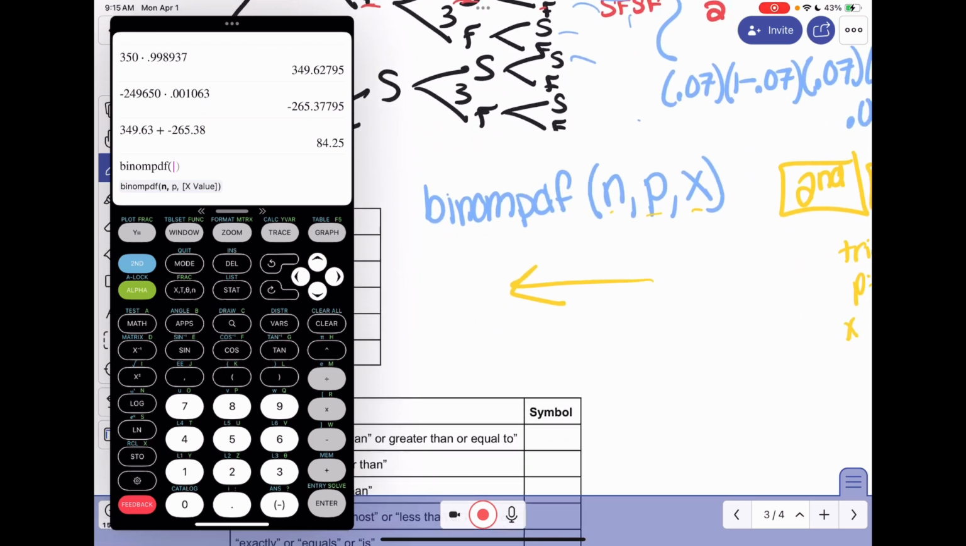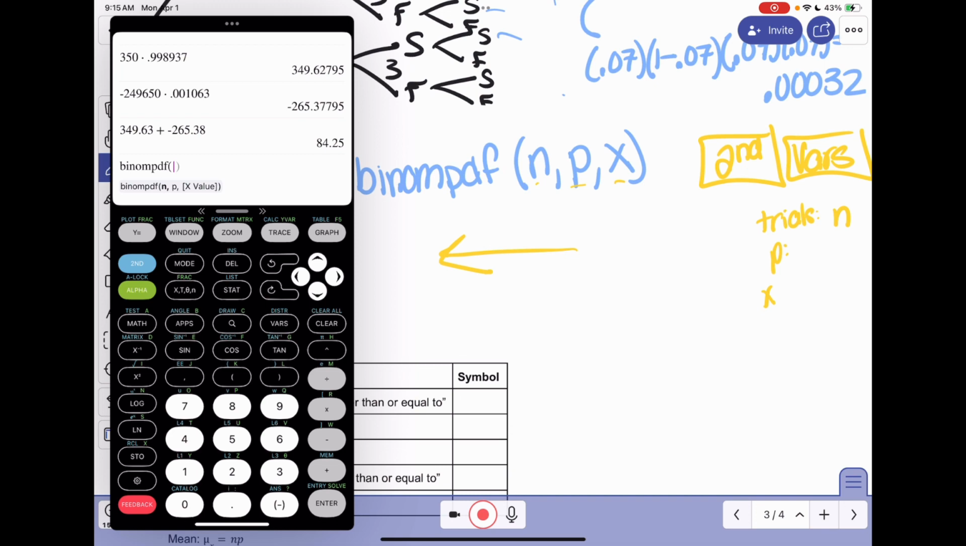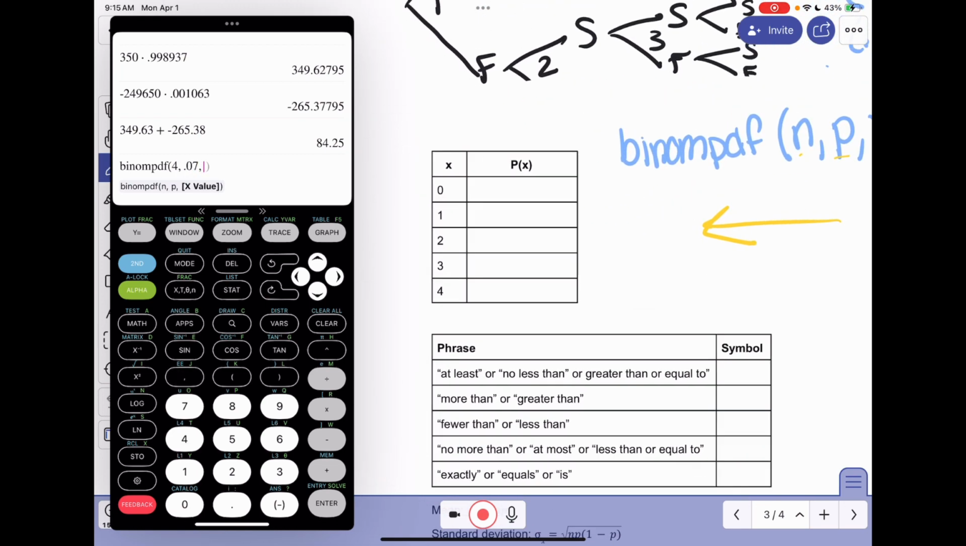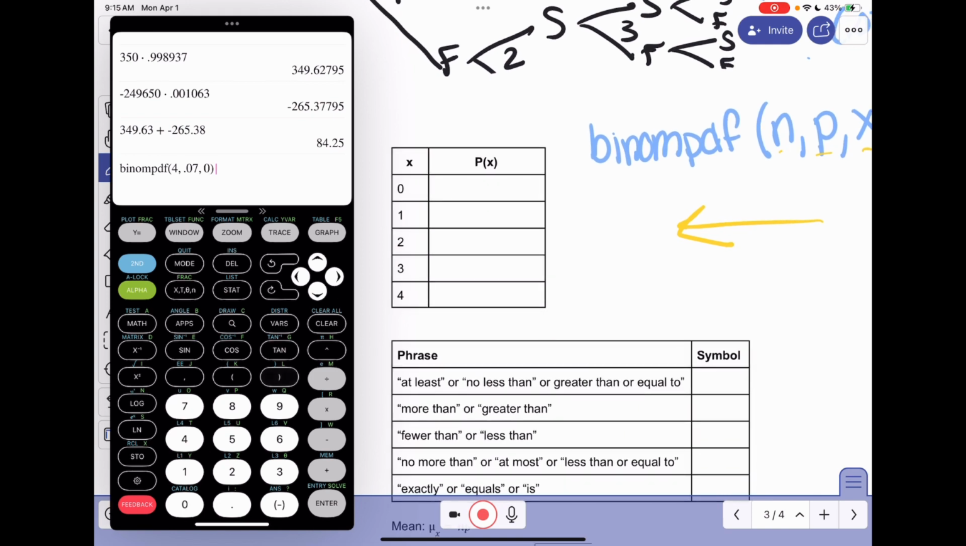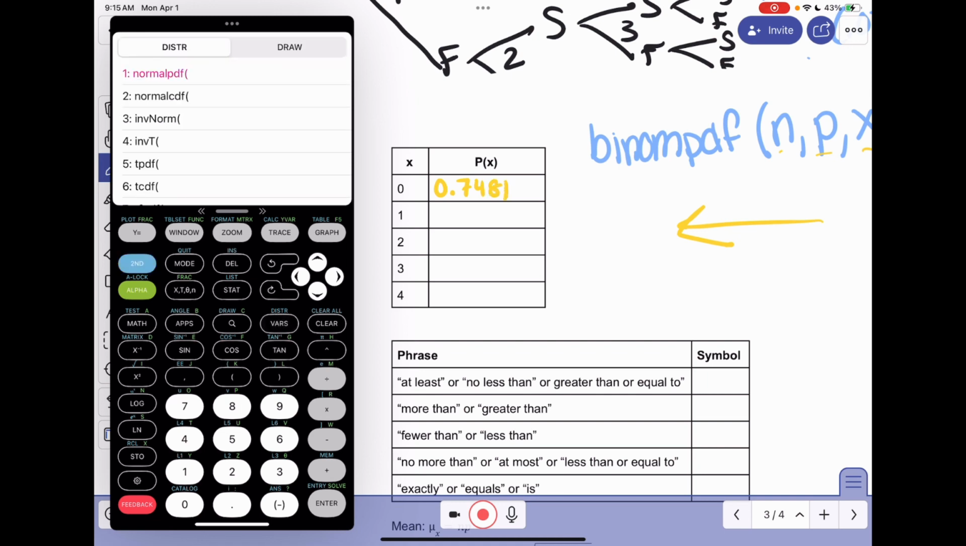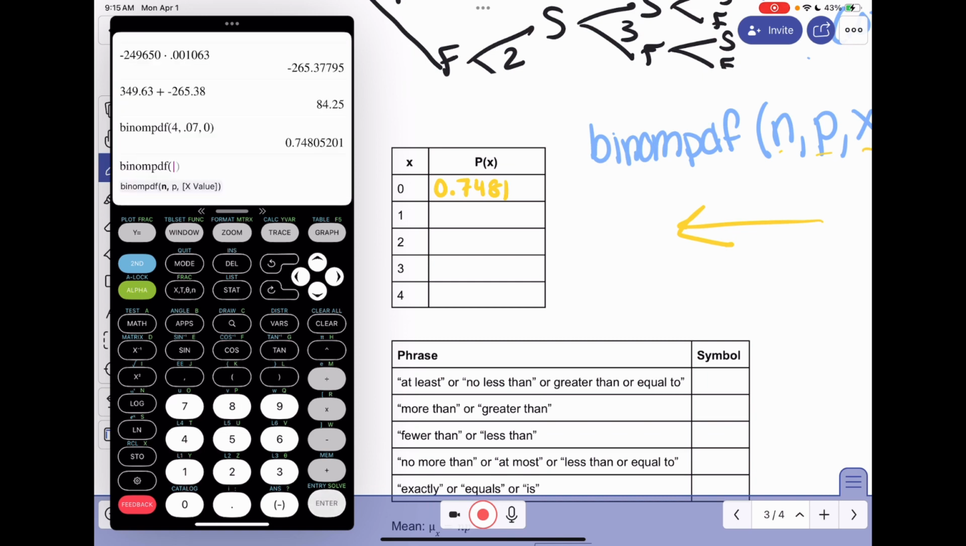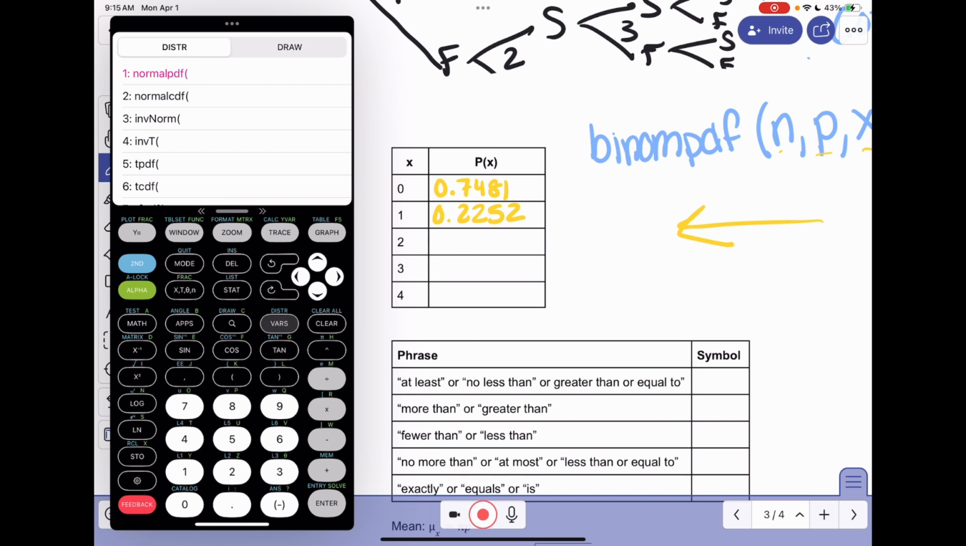So for this, we did 4 trials, and then our probability was 0.07. And for the table here, we want 0. And we get 0.7481. Then we do it again. Second vars, go down to A, 4 trials, 0.07. This time we want X is 1, 0.2252. So you keep going with this. You do the other ones and then see how you did.